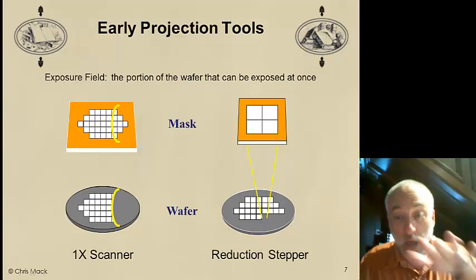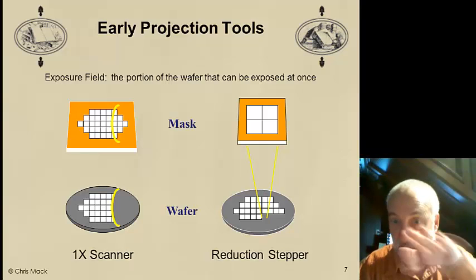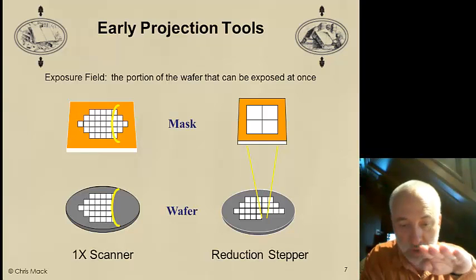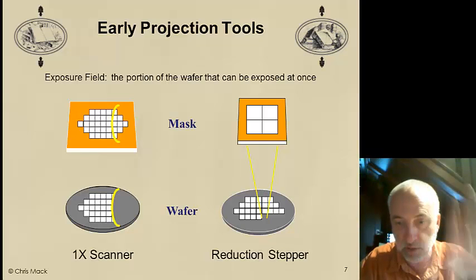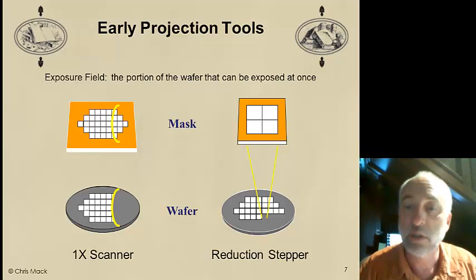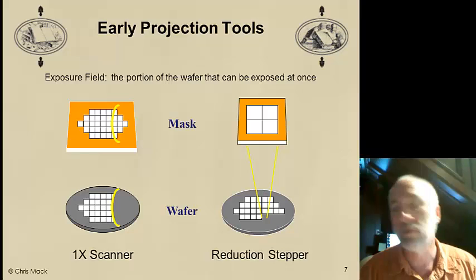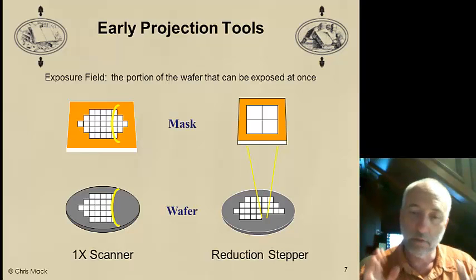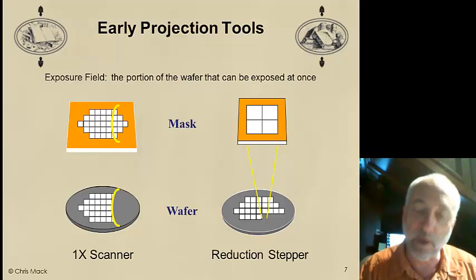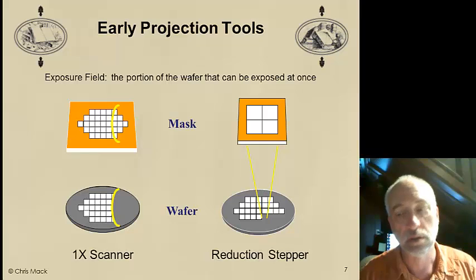When I'm done, I will step the wafer without moving the mask this time. I'm not scanning, I'm stepping. I step the wafer to a new location, then I expose again. Step and expose, step and expose. So this is called a step and repeat camera, because I step and repeat, step and repeat. But we generally just call them steppers. So step and repeat cameras, we do have some 1x versions of them, but the most popular versions were reduction steppers.